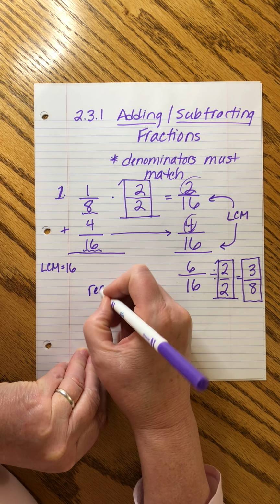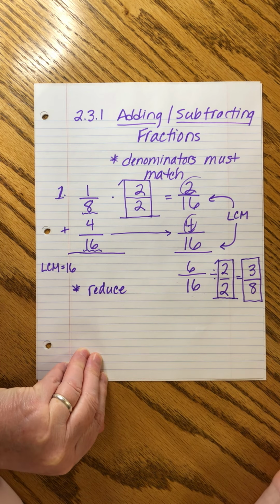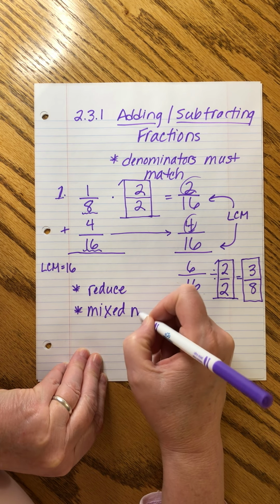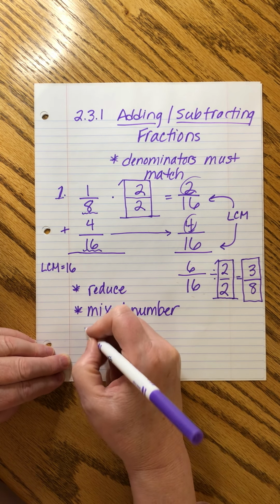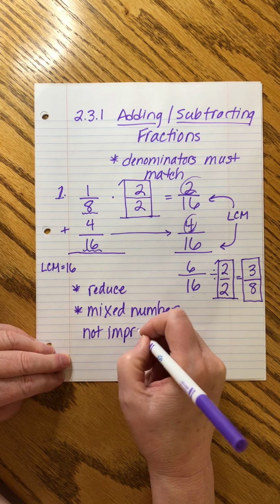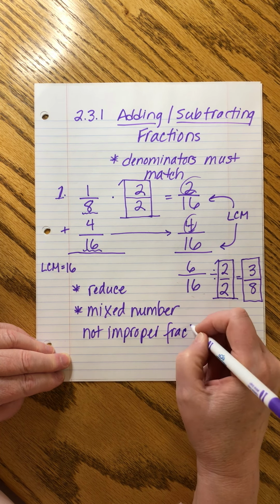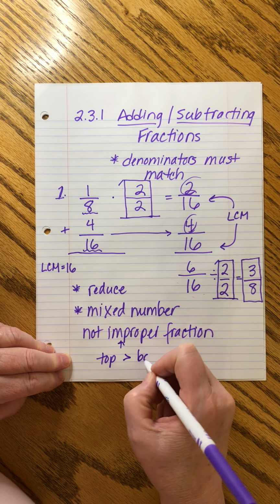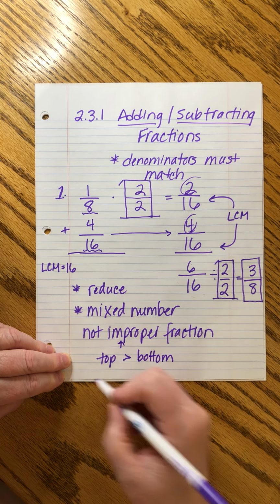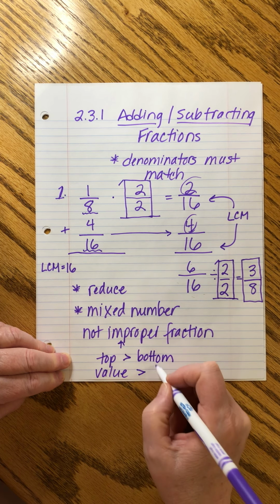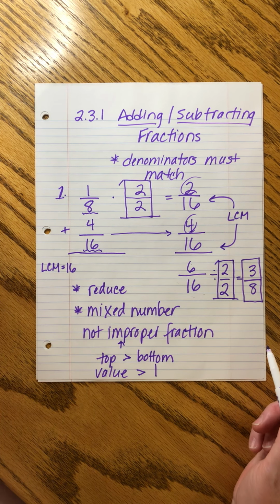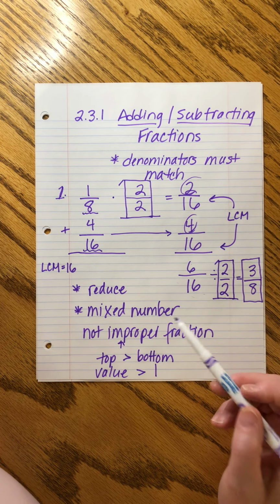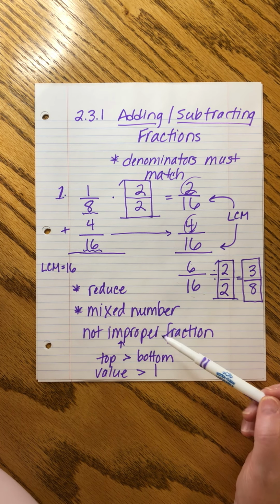We always want to reduce our fractions as much as possible. And in your materials, we want to show it as a mixed number, not an improper fraction. And I'll remind you of what that means. An improper fraction means the top is greater than the bottom. And so the value of the fraction is greater than 1. And so that's when we start writing it as 1 and 1/16 or whatever we might have. But that's where we have a combination of mixed numbers. In algebra, we do not like mixed numbers. We would much rather have an improper fraction.